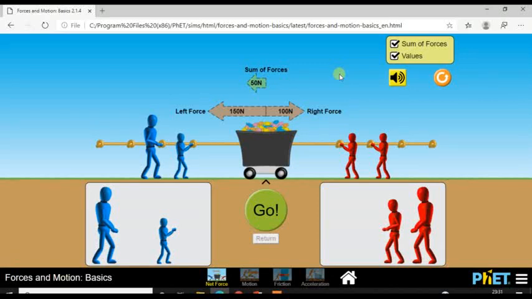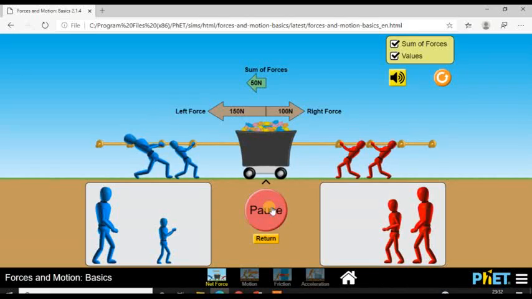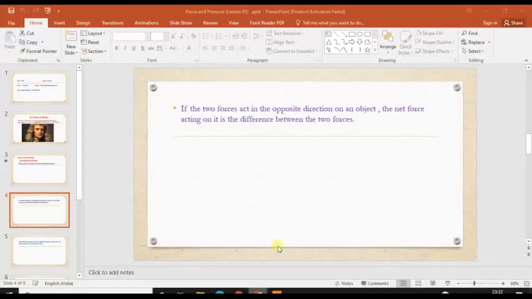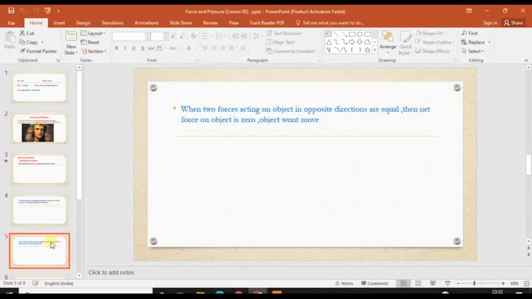So we have to subtract now. The reason is both sides are pulling in opposite directions, and the net force direction is towards the left because the blue team on the left is applying more force compared to the red team. Now we have to subtract. Okay, now let us go back to our PPTs. Now let us take another case.